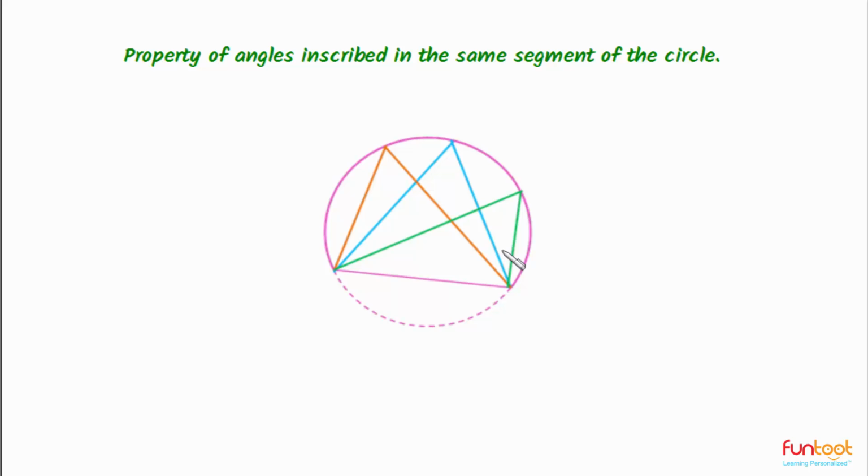Next, we discuss the property of angles inscribed in the same segment of the circle. So we can see here that these angles are inscribed in the same segment of the circle. The measures of such angles will be equal.